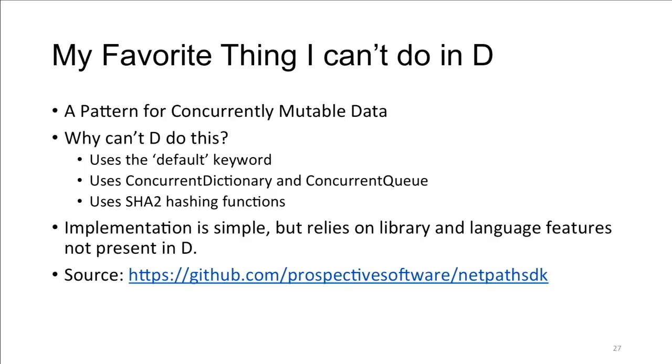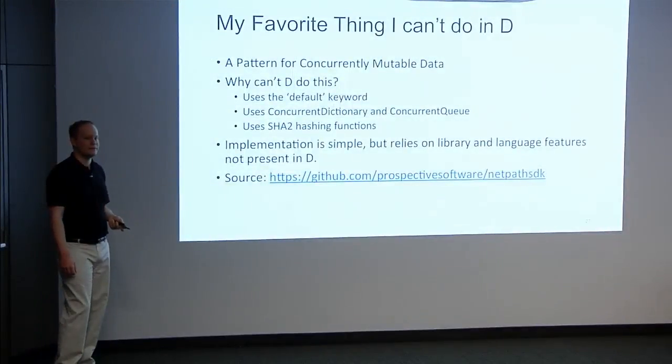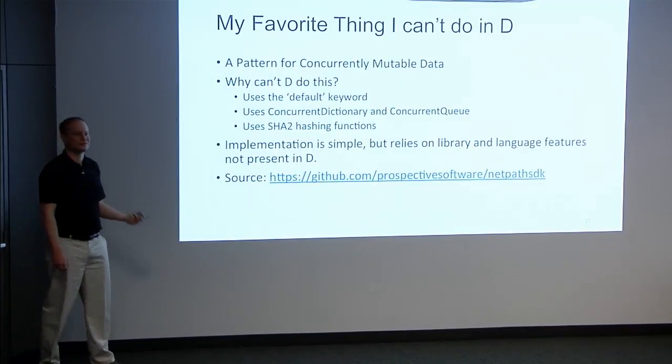So, as I said, this is a pattern for what we call concurrently mutable data. I can have 4 threads running, some reading, some writing, on the same piece of information. The only thing we can't guarantee is order. It will happen in whatever order the scheduler schedules the threads to run.